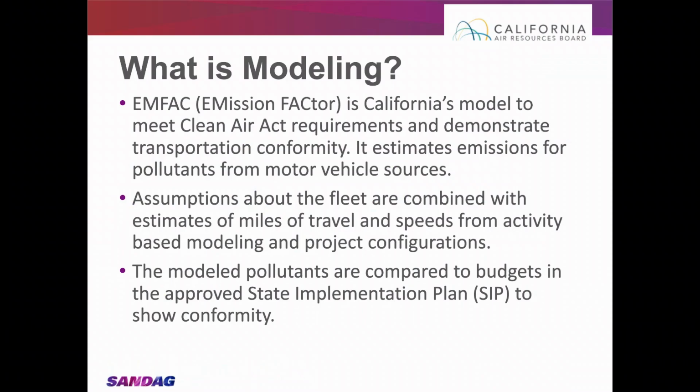Those results from the activity-based travel model, which include VMT, speeds, and details of the projects that you will be entering into Project Track, are combined with assumptions about the fleet. Those modeled pollutants are then compared to the budgets in the approved state implementation plan to show conformity.